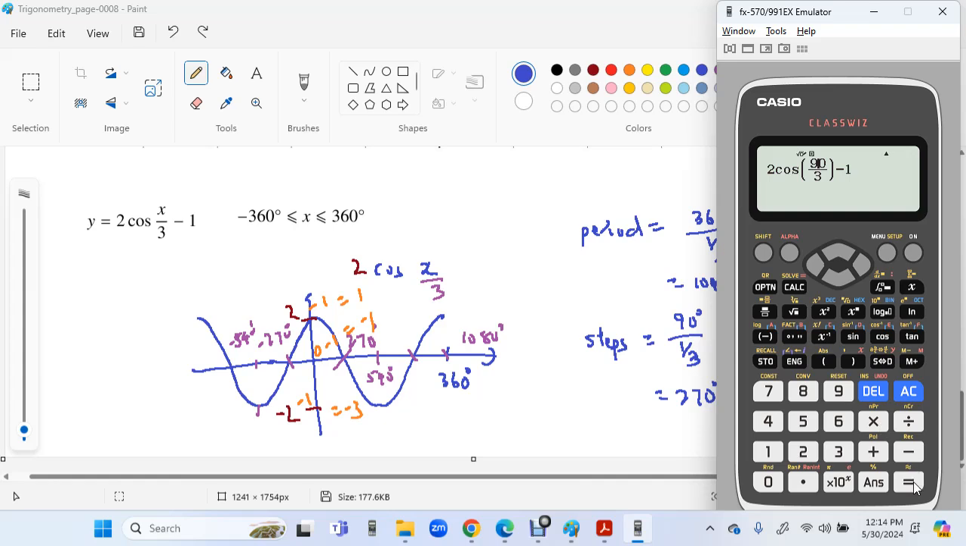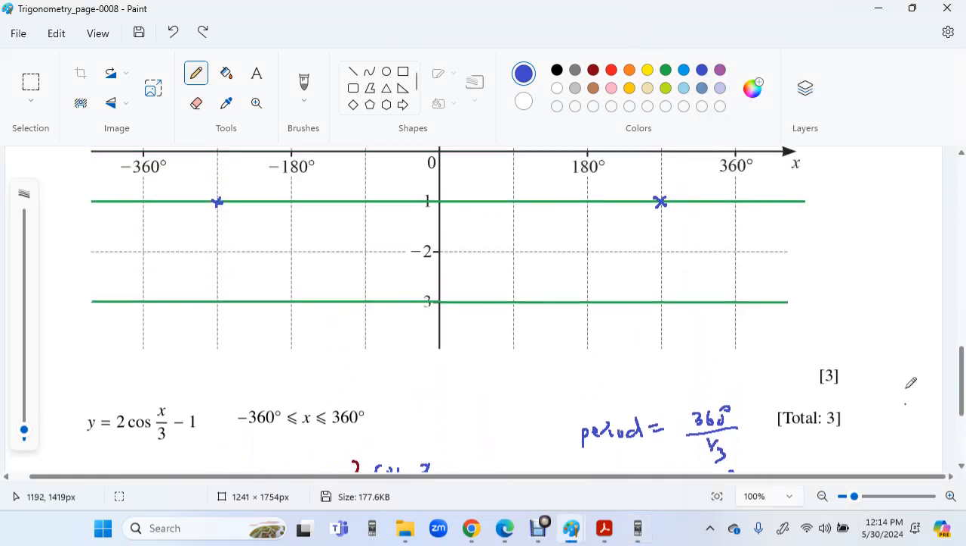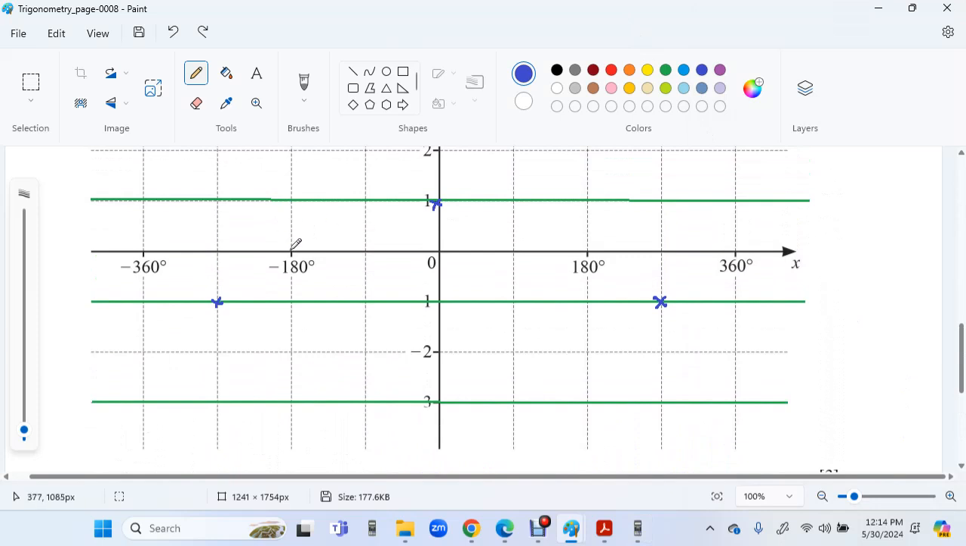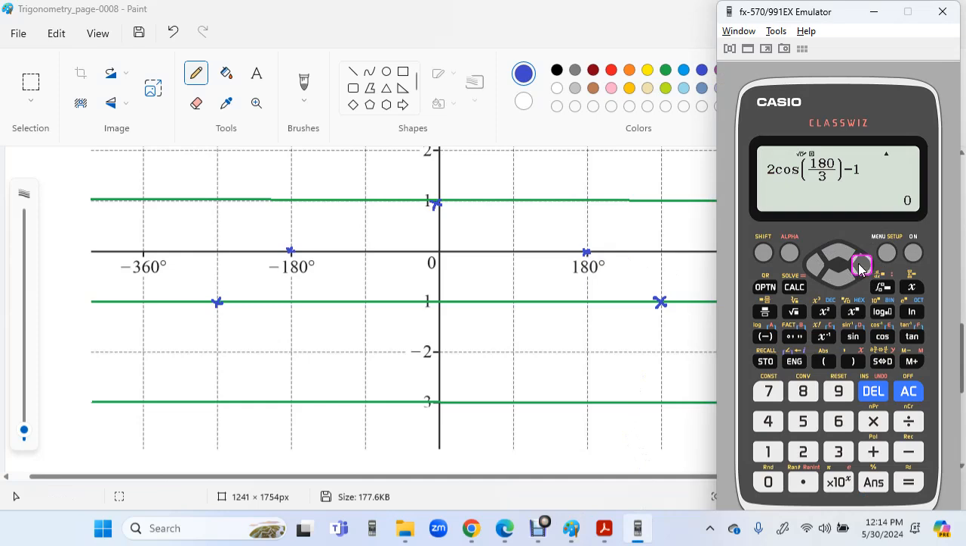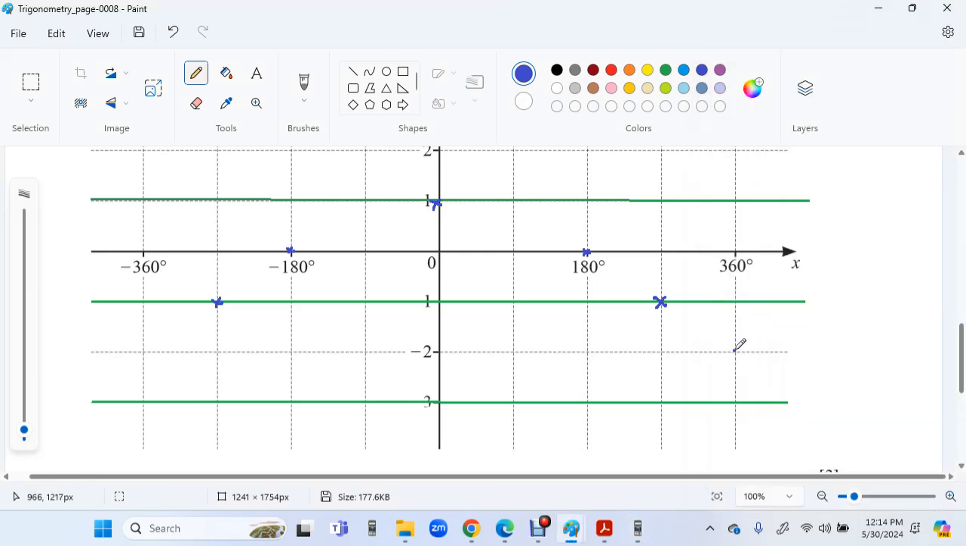Then we try with 90. 90 is 0.7 something. And then we have the 180, then it is 0. So the 180 here, it will be 0 here. And we try with the 360. So 360 is negative 2. So it's here. So the graph is something like this.